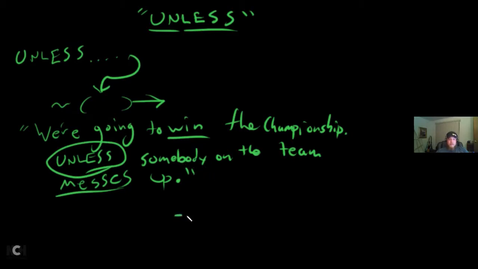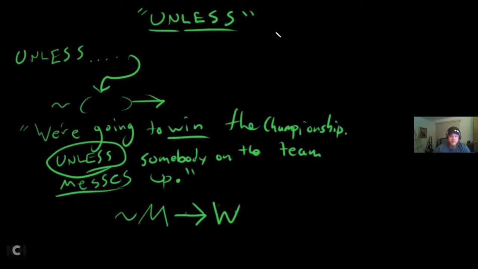So when we see this, we're going to win the championship unless somebody on the team messes up. First of all, that tells us, let's make an arrow. Okay? Then whatever follows unless goes on the left side of the arrow with a squiggle in front of it. So, what follows unless here? Somebody on the team messes up. So that's M. But it said, whatever follows unless goes on the left side of the arrow with a squiggle in front of it. Whatever's left goes on the right side. So, here it is. This says we're going to win the championship unless somebody on the team messes up, which means if somebody on the team doesn't mess up, then we're going to win the championship. And that's what unless means.